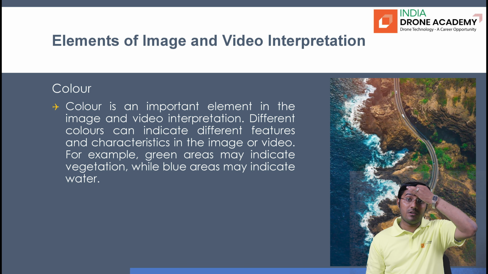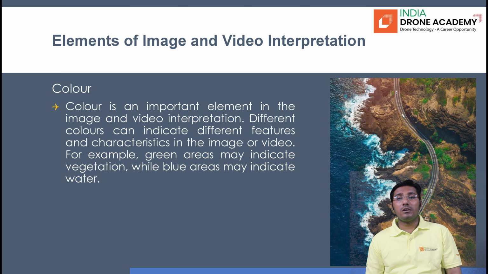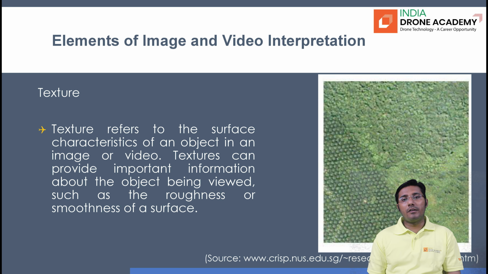Which shows some vegetation or plants. The texture refers to the surface characteristics of an object in an image or video. Textures can provide important information about the object being viewed, such as the roughness or the smoothness of a surface.